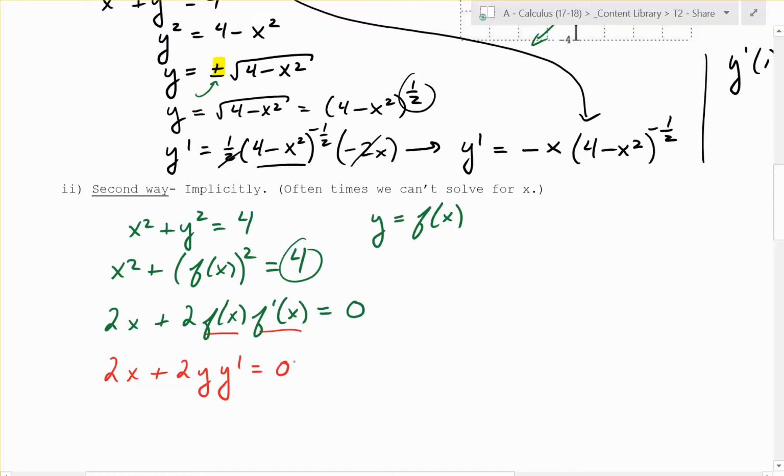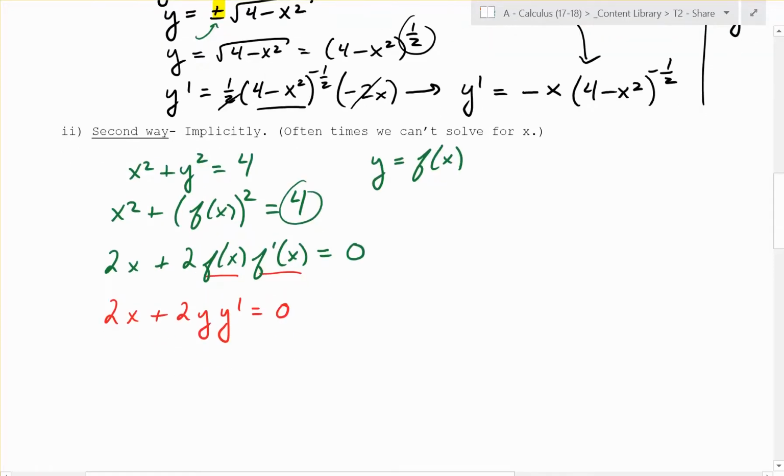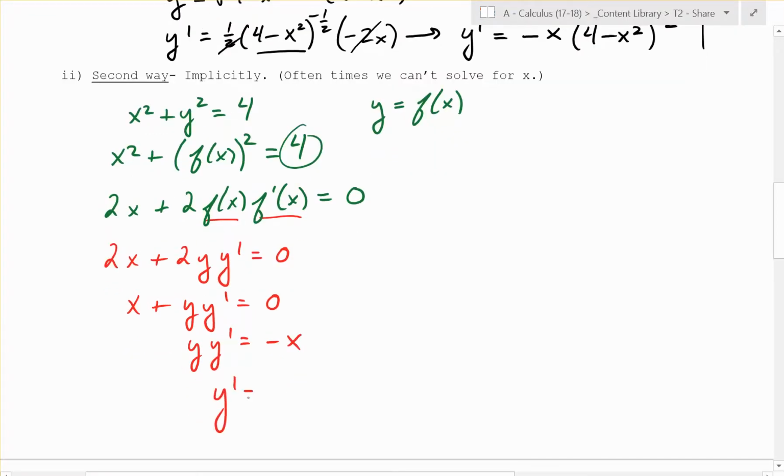And we like writing our derivatives in terms of y prime. So let's isolate y prime. So let's divide by 2 first, and you get x plus y, y prime is equal to 0. So y prime times y equals negative x. So y prime is equal to negative x over y. So this is our derivative, but in terms of x and y.